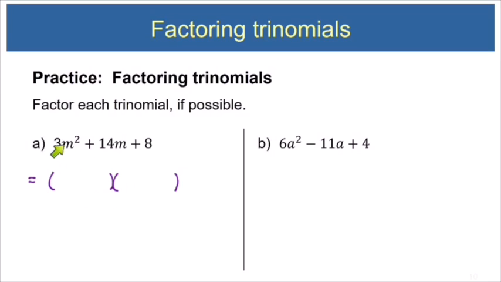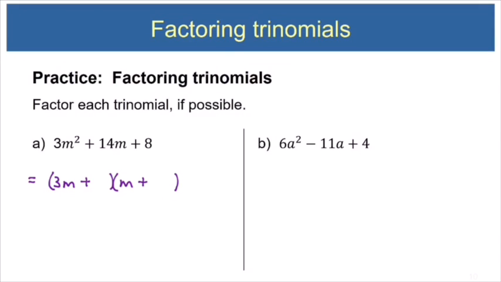Now first times first is 3m squared. So that tells me that I could use a 3m here and a 1m here. And notice I didn't even write the 1. That's okay. But 3m times m does give us 3m squared. Now the signs that go here are based on this sign right here. This is a plus. So this tells me that these two signs must be the same. And if they're the same, they must be the same as this middle term. So I'm going to need two plus signs here. And then last times last has to be 8. So my choices for 8 are either 1 times 8 or 2 times 4.